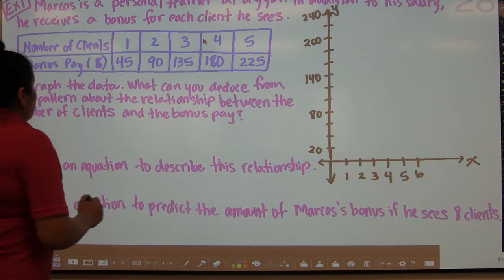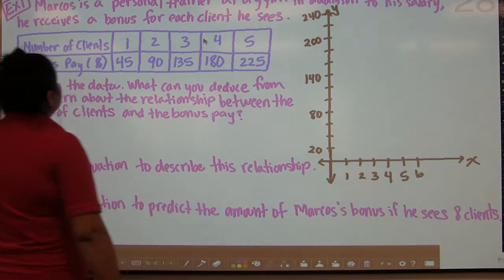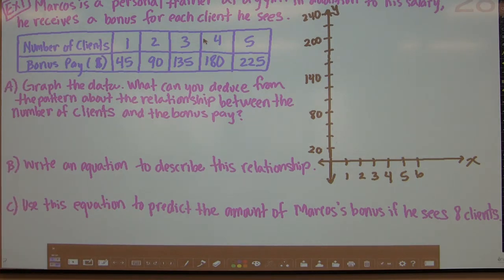It says, Marcos is a personal trainer at a gym. In addition to his salary, he receives a bonus for each client he sees.